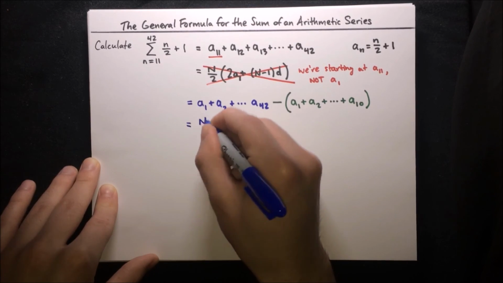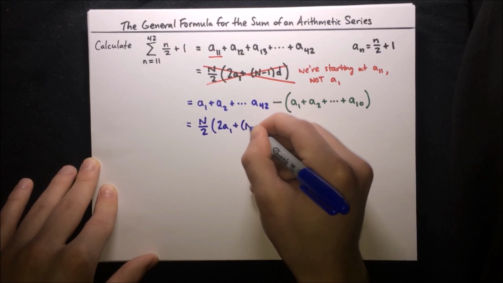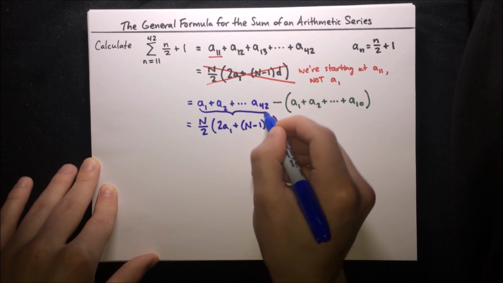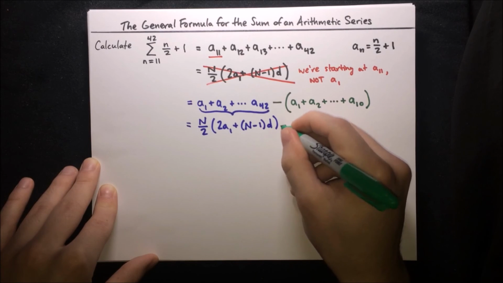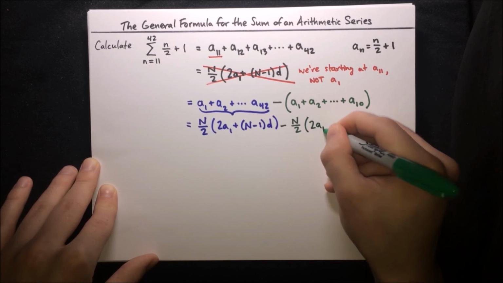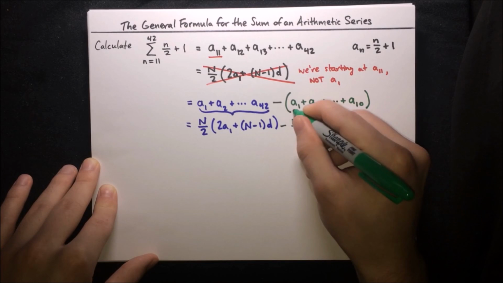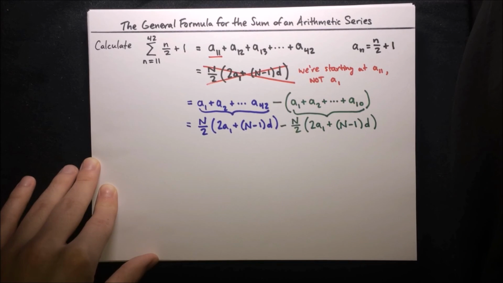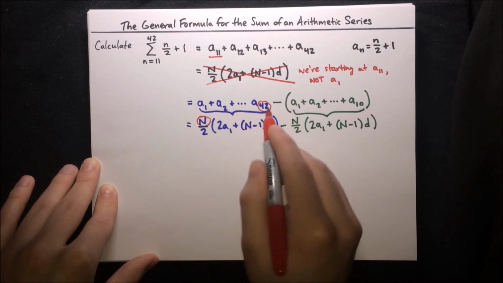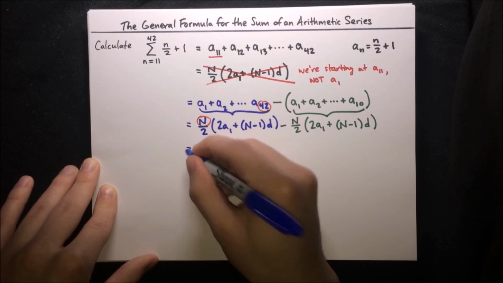So this is n over 2 times 2a1 plus n minus 1 times the common difference. That's what this sum goes to. And then minus the other sum. And for the other sum we can also use n over 2 times 2a1 plus n minus 1 times the common difference. Now in our first series, n is 42. We're adding up terms a1 through a42. So let's go ahead and plug that in.